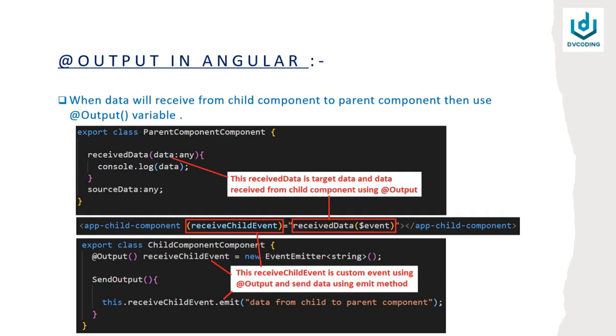Second is Output. In Angular, when data is received from child component to parent component, use the @Output variable. This is different from Input because you define an event using the EventEmitter class. So you define the @Output variable and receive the child event, a new custom event, creating an object of the EventEmitter class. I have used both ways in the delete popup.